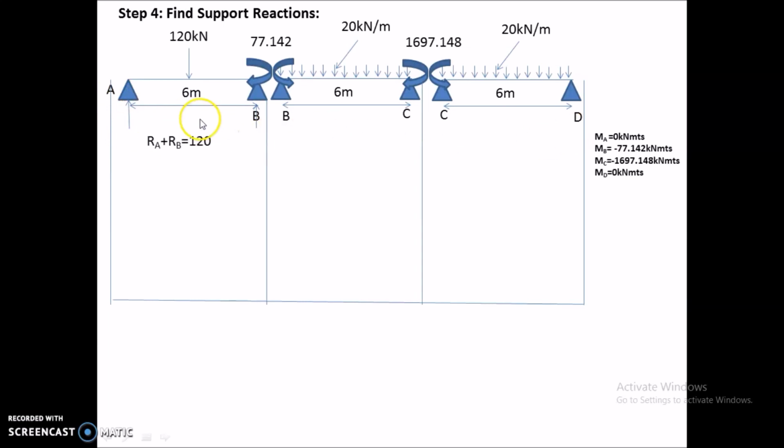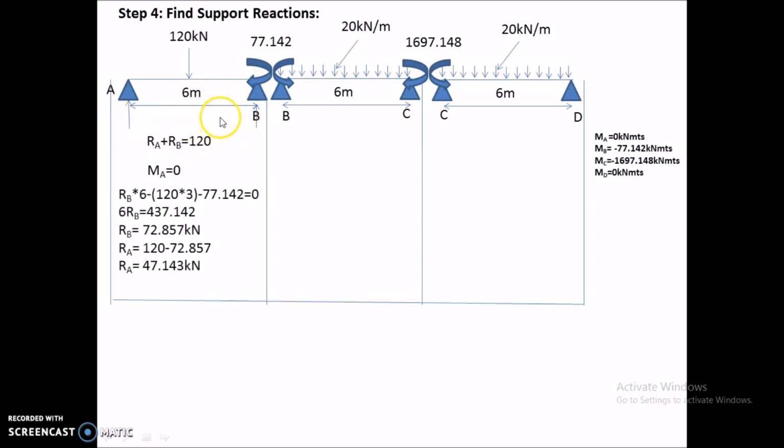For span 1, sigma Fy is equal to 0, RA plus RB is equal to 120, and MA is equal to 0. So here the moments are RB into 6, that is positive since it is a right side anticlockwise moment, minus 120 into the distance from here to here, which is 3. It is negative because it is a right side clockwise moment, and this 77.142 is acting clockwise, and it is right side for support A, so it will be negative since it is a right side clockwise moment. So minus 77.142 is equal to 0.